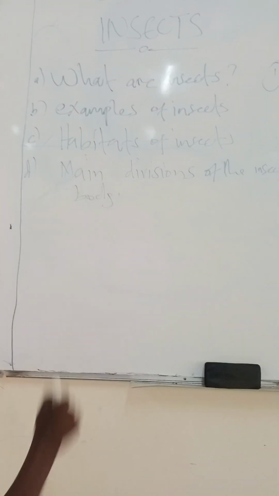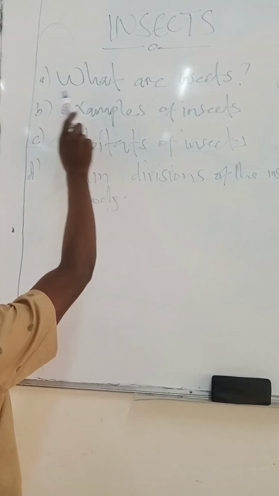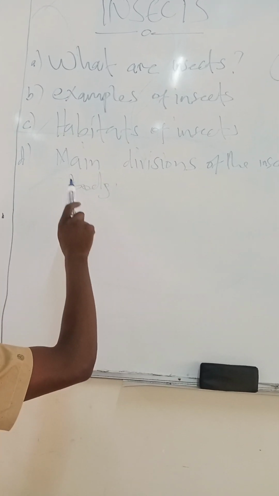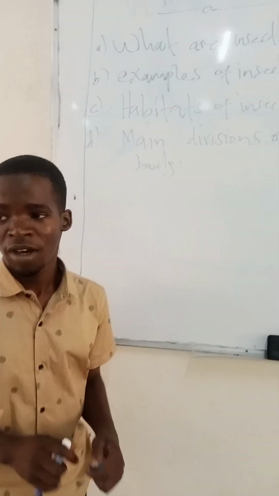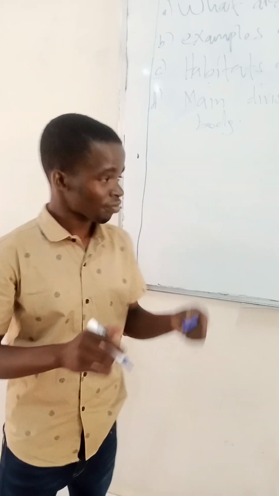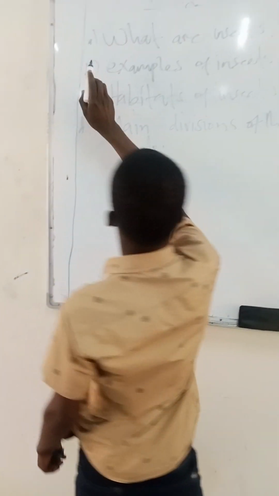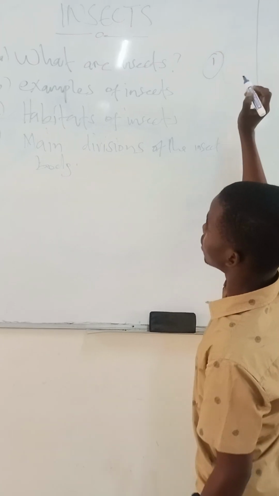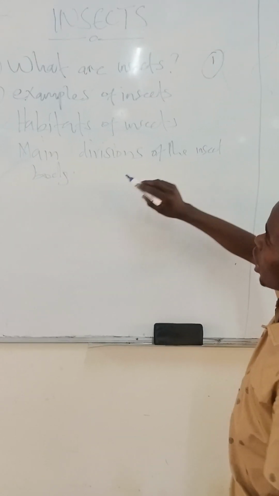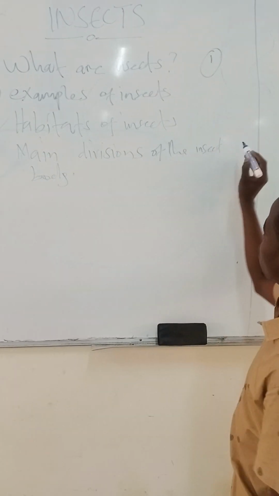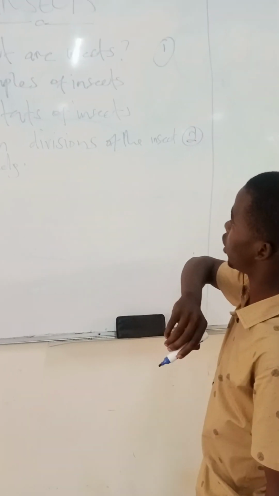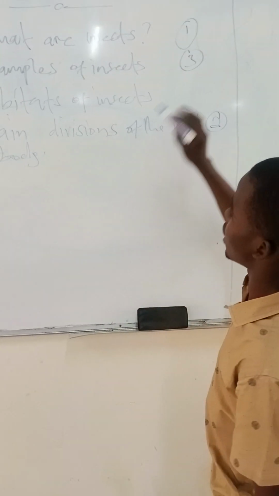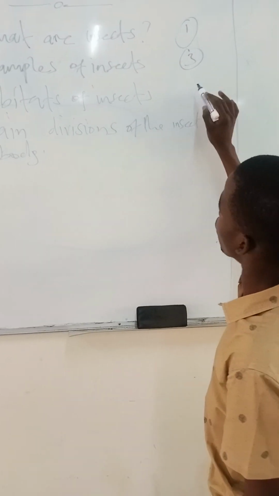As per the outline, we shall talk about what insects are, examples of insects, habitats of insects, and the main divisions of the insect's body. But we shall follow this order. First, we talk about what insects are. Then we talk about the main divisions of the insect's body. Then we come to examples of insects, and lastly the habitats of insects.